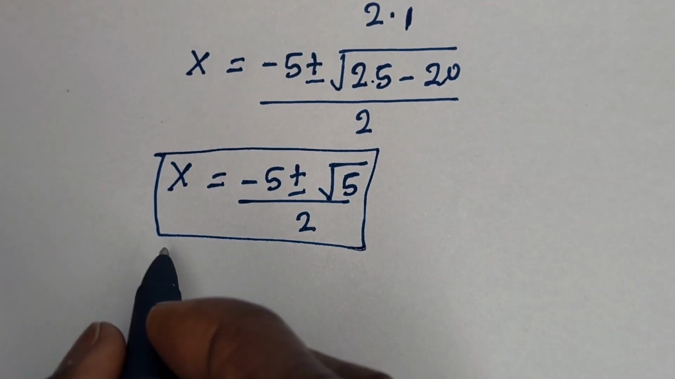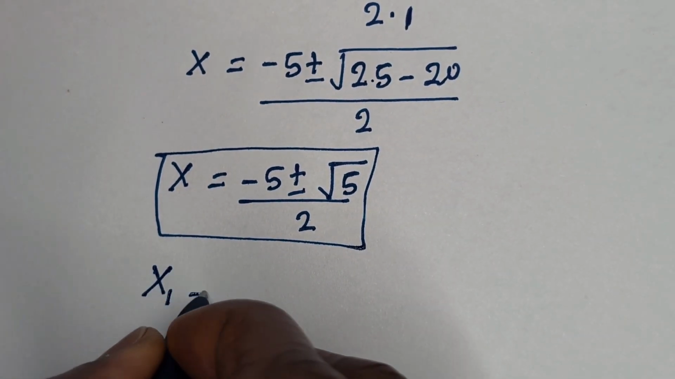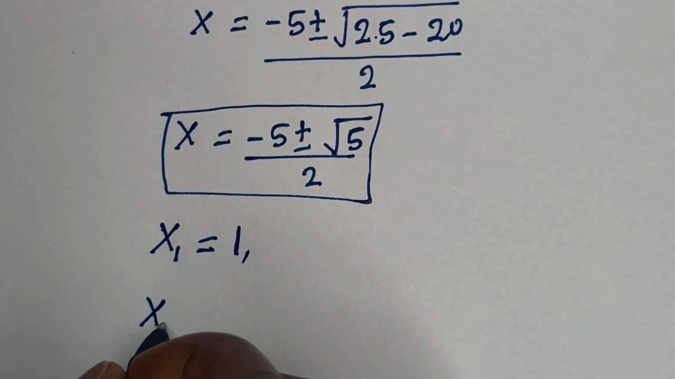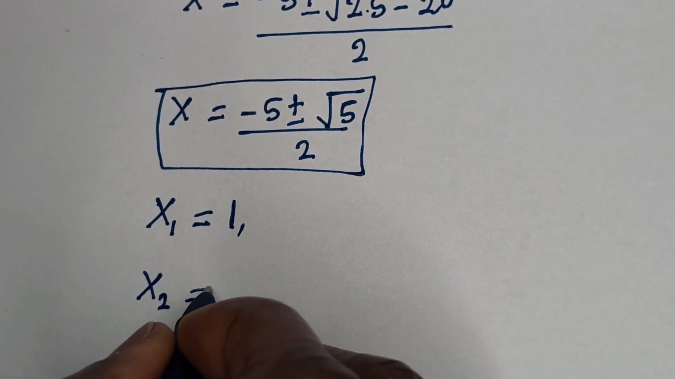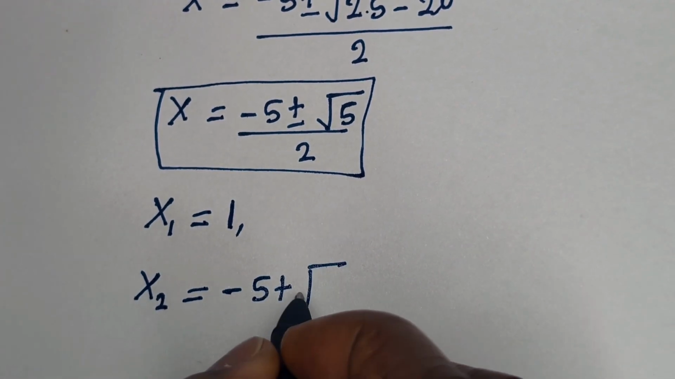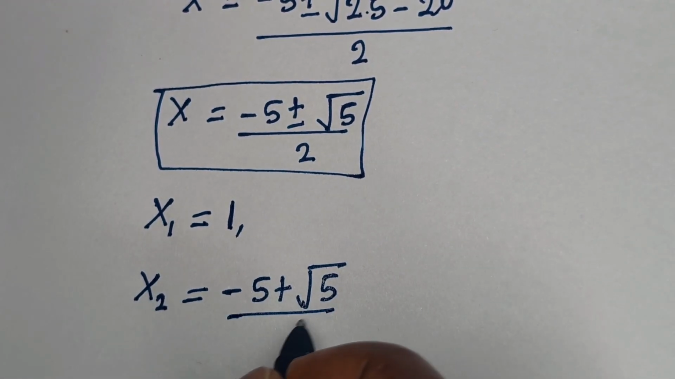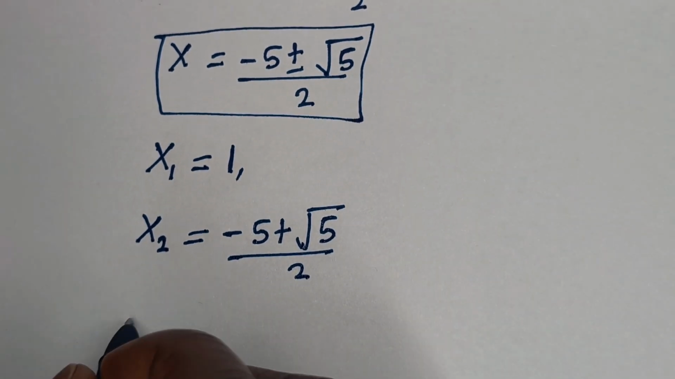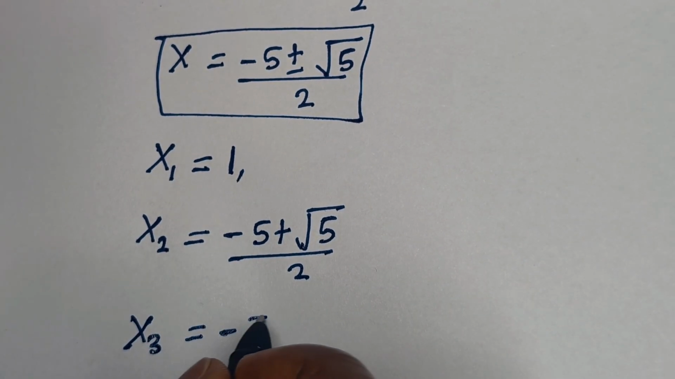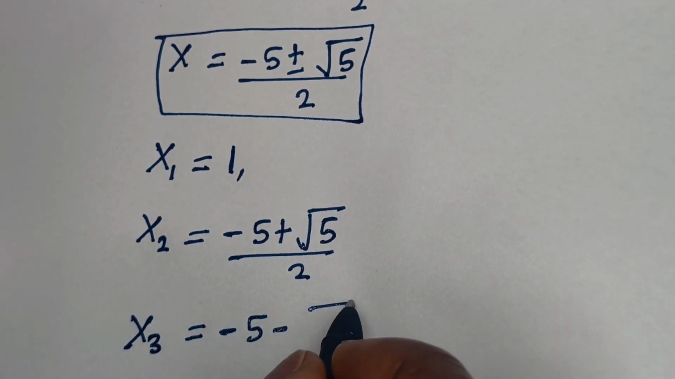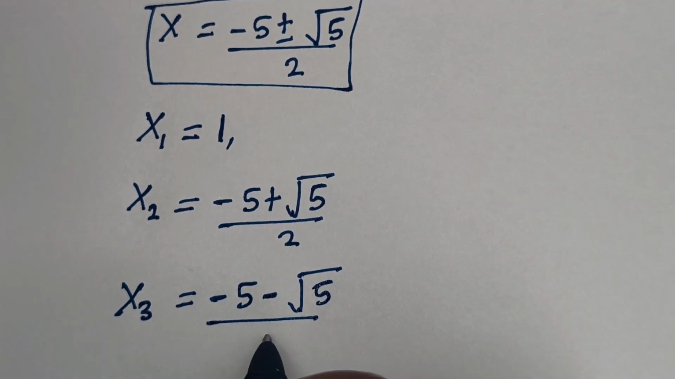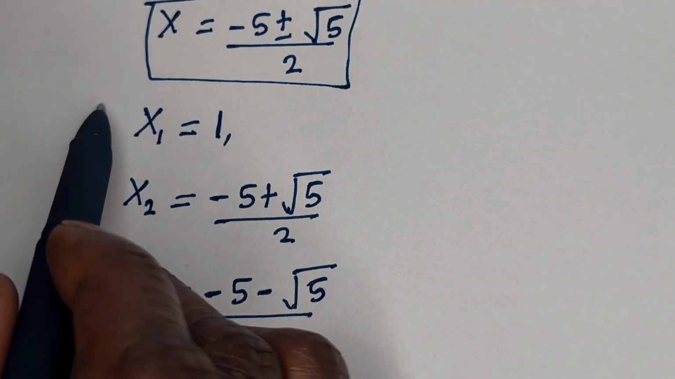Therefore, our final answers are s1 is equal to 1, s2 is equal to minus 5 plus square root of 5 over 2, then s3 is equal to minus 5 minus square root of 5 over 2. These are the final answers.